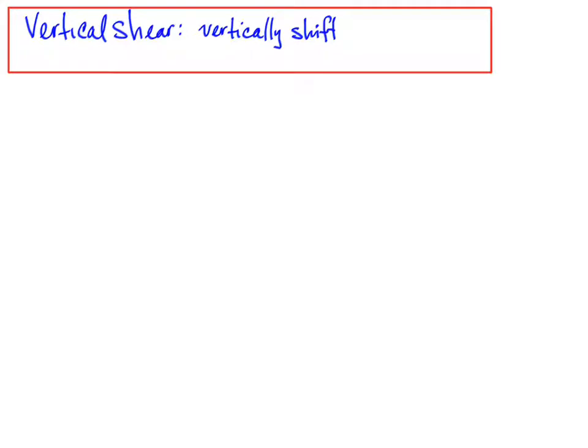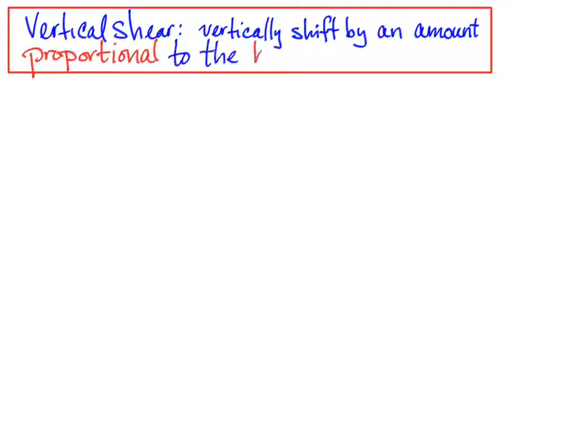So a vertical shift by an amount proportional to the horizontal component. That's a vertical shear. So you're shifting vertically. However, the amount that you're shifting by, the amount that you're adding or subtracting, is different for each vector. It's proportional to whatever the horizontal component was.